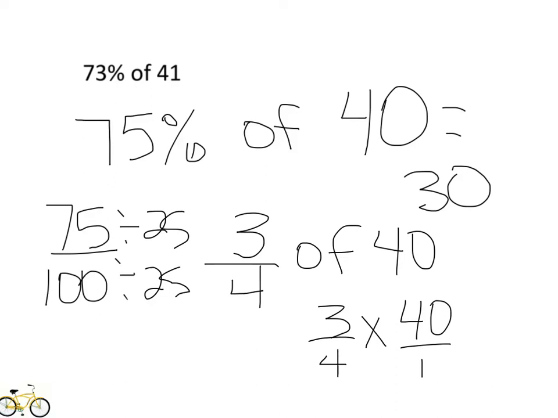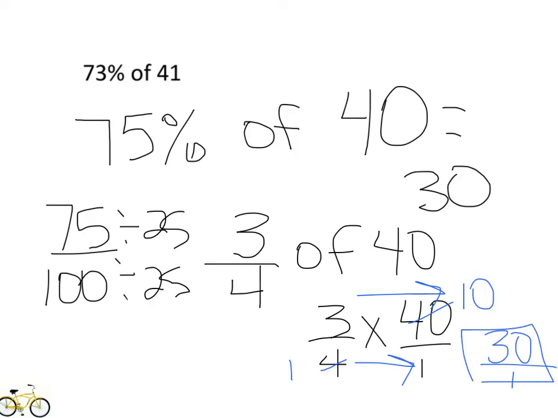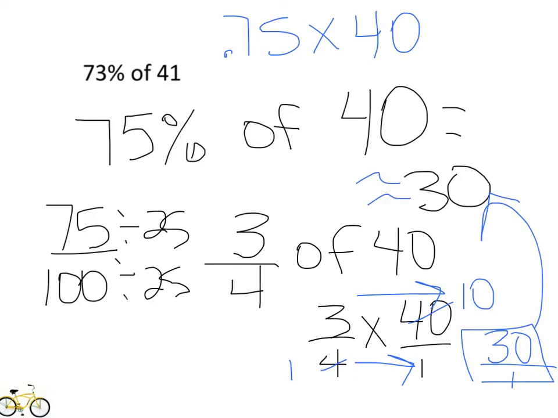Can anything simplify? Well, looking at this, I know I can simplify 4 and 40. 4 goes into both of them. 4 goes into 4 once, and 40 divided by 4 is 10. My last step is to multiply across, and I'm left with 3 times 10, which is 30, and 1 times 1, which is 1. So my answer is 30. Either way you do this is correct. Another way I could have done it was 0.75 times 40. Remember, we're trying to make these problems easier to solve. So my answer is about 30.